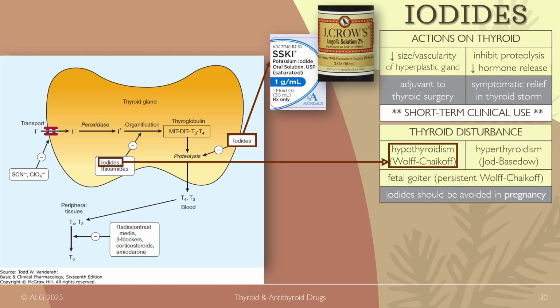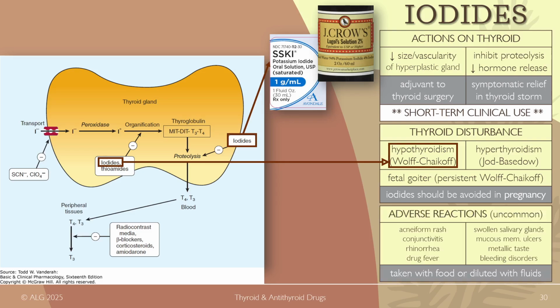By now, you should already be familiar with the Wolff-Chaikoff effect and the Jod-Basedow phenomenon. Iodides are contraindicated in pregnancy because the Wolff-Chaikoff effect may persist and induce fetal goiter. Jod-Basedow phenomenon is pathologic because there is no negative feedback. It occurs in patients with Graves' disease and patients with amiodarone-induced thyrotoxicosis type 1. Adverse reactions to the iodides include rash, conjunctivitis, rhinorrhea, swollen salivary glands, mouth ulcers, and metallic taste. So the solutions are best taken with food or diluted with fluids.